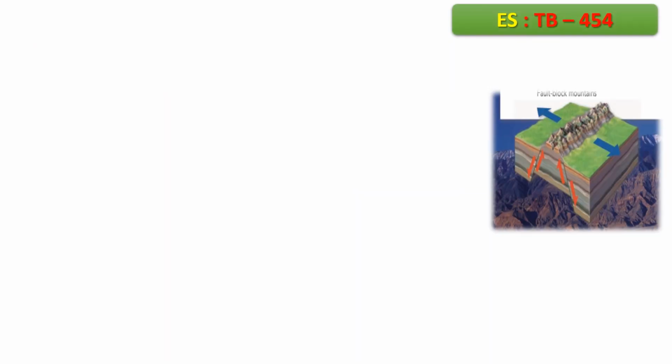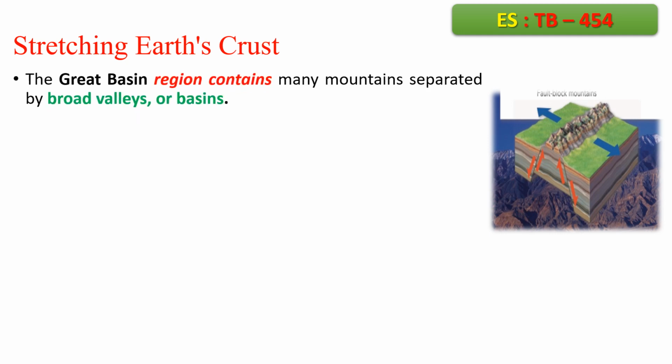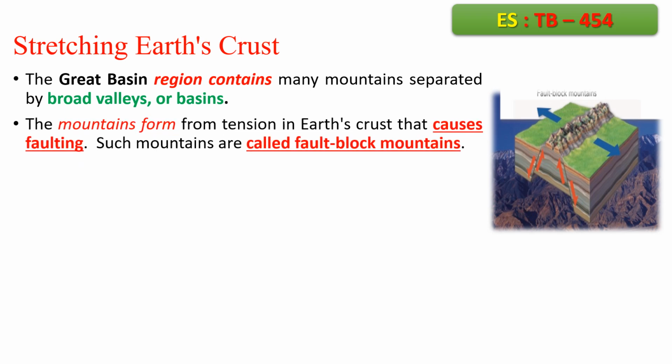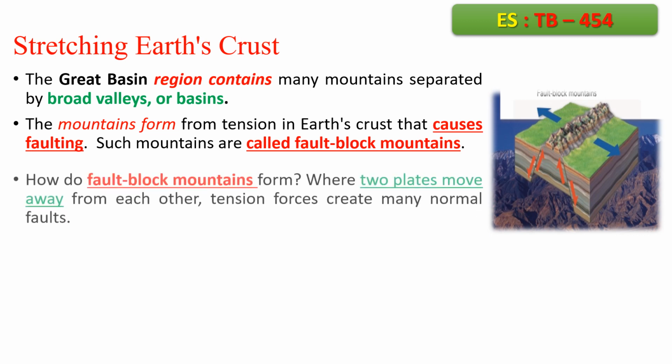Now we can check how fault block mountains are formed. Stretching Earth's crust causes the formation of fault block mountains. Look at and observe the diagram. You can see the Great Basin region contains many mountains separated by broad valleys or basins. The mountains form from tension in Earth's crust that causes faulting. Such mountains are called fault block mountains.